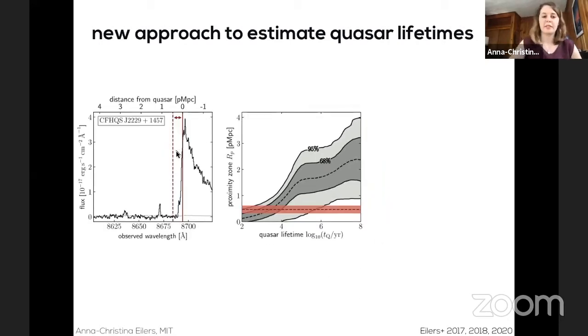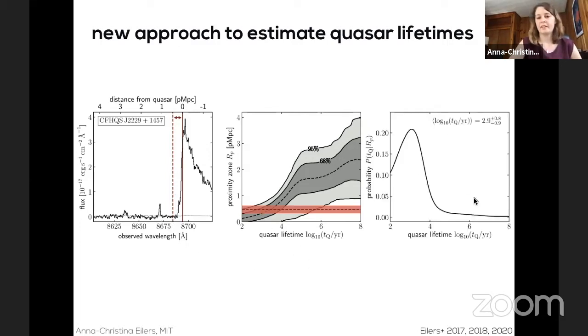And here's just one example. For a quasar at redshift 6, we measure the proximity zone, which is indicated by these red lines here. You can see where it falls in the middle panel. In this case, the proximity zone is quite small. It's only 0.5 megaparsec. We have to make sure that it's not prematurely truncated by a Lyman limit system or DLAs along the sightline. And this is the posterior probability distribution function for the lifetime of this quasar when marginalizing over the proximity zone measurement. And in this case, it is actually quite small.